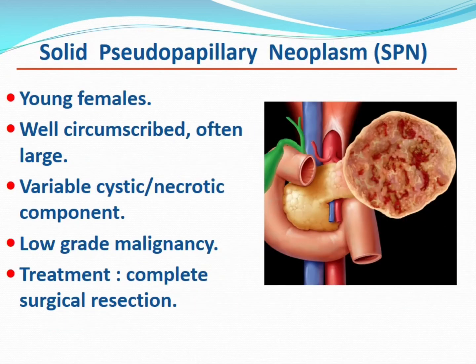Solid pseudopapillary neoplasm occurs in young females. It is a well circumscribed tumor, and it is often large. There is a variable cystic and necrotic component. The tumor is of low-grade malignancy, and the best treatment is complete surgical resection.